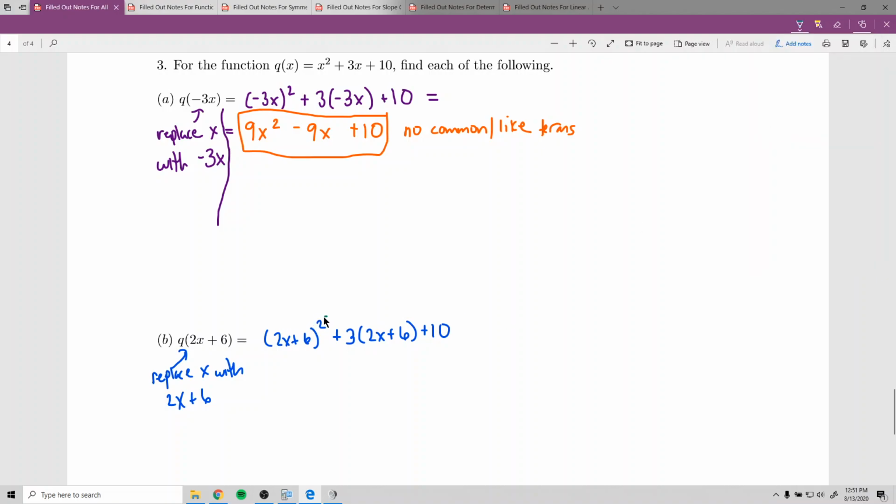Now, what's important about this first one, when you square something like this with a plus or minus inside it, you don't square each part. Squaring means to multiply by itself. All right, so we're going to have (2x plus 6) times (2x plus 6). Now the second one is just fine. We can distribute the 3 through just fine here. So 3 times 2x is 6x, plus 3 times 6 is 18, and then the plus 10.